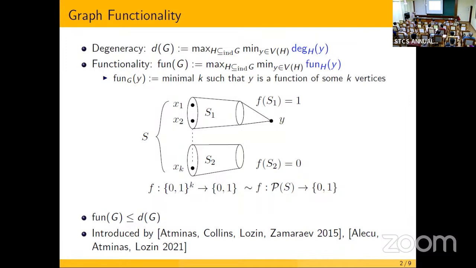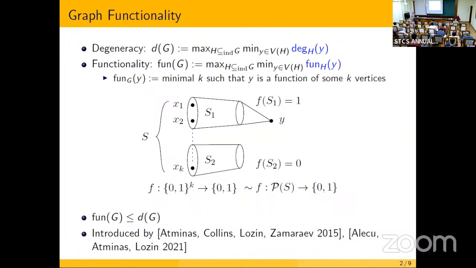So the functionality of a graph, we maximize over all induced subgraphs. In any induced subgraph, we are looking for one vertex y for which this set S exists. The structure is really the same as degeneracy, only what you count at the end is a different notion. But the same vertex, when we think of it in a certain induced subgraph and in a bigger induced subgraph, can have a different set S. Yes, we can take that.